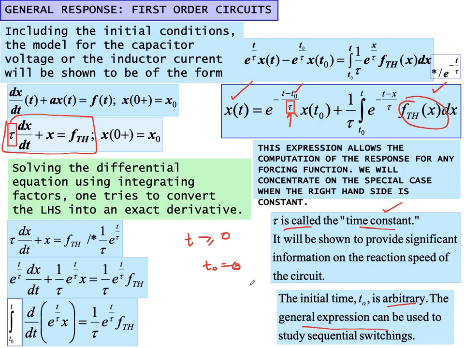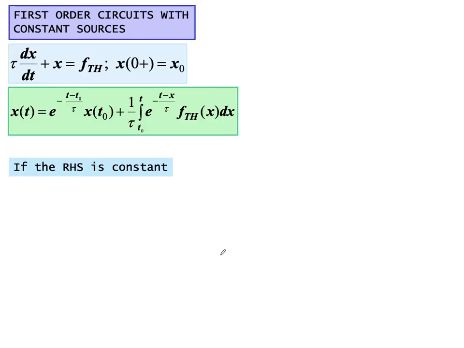But later we will see that sometimes we have to look at the response of the circuit when we have sequential switching. So maybe we have a constant input at time t equal to 1 second, and maybe at time t equal to 5 seconds we turn off the switch, and in that case the response would also change because the input has changed. In that case we might have to look at the general expression of this solution, but for now we will assume that the initial time t naught is equal to 0.